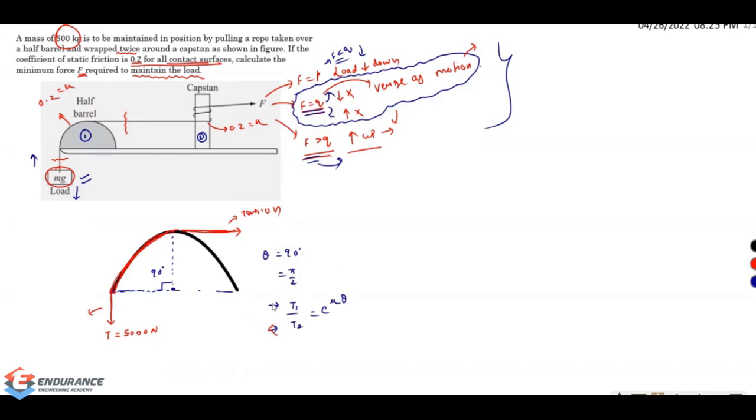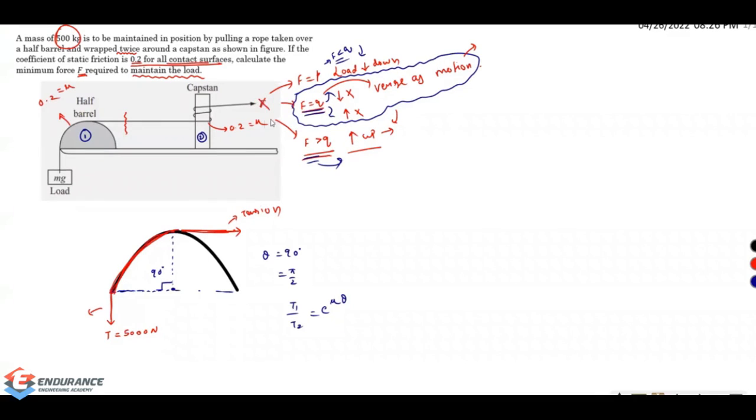Let me explain the cases again, as Gopi has asked me, and then we will continue with this. See, what is actually happening? I need to apply some force such that I maintain the load. The question says I need to maintain the load at the same position, whichever it is. Just consider a situation where I'm not applying a force at all.